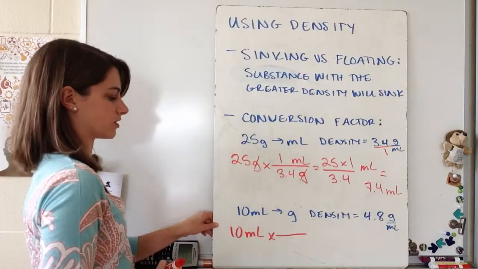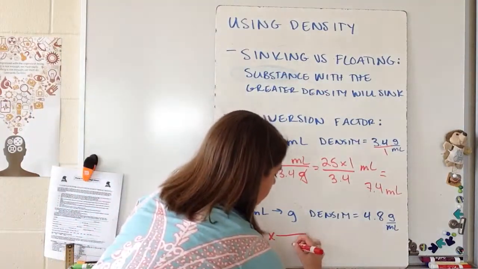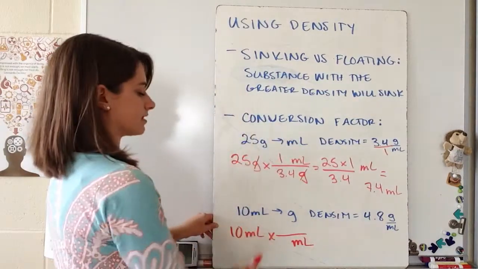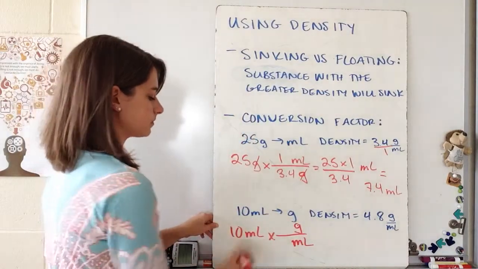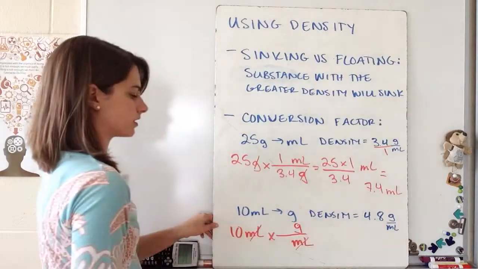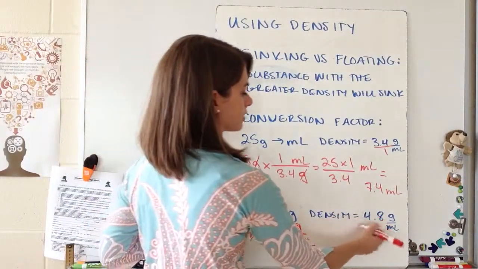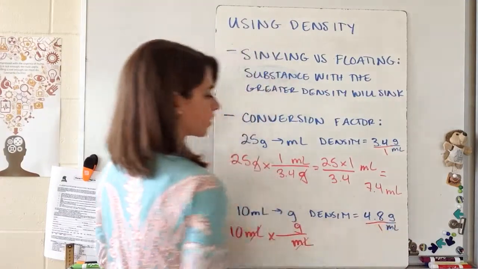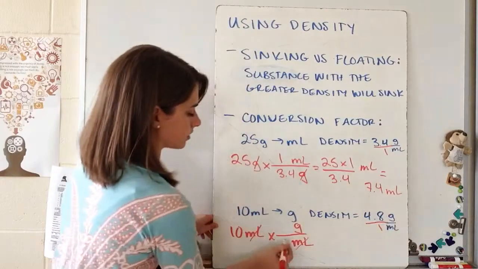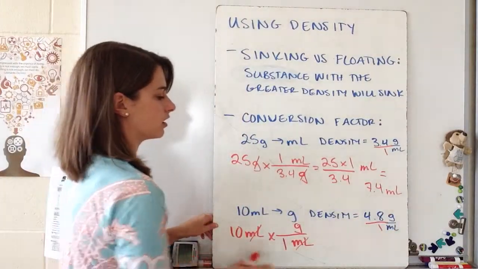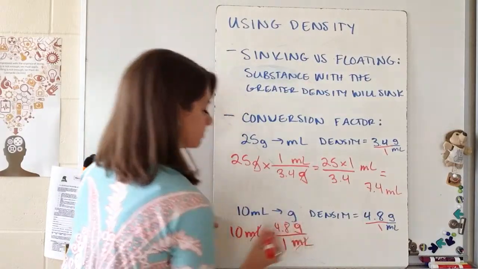I'm going to set up my conversion factor. Since I want milliliters to go away, I'm going to put milliliters on the bottom. And then since I want grams, I'm going to put grams on the top. Now my milliliters will cancel. And now I need to figure out what numbers are going to go where. Well, my density says it's 4.8 grams per 1 milliliter. So my 1 is going to stay with my milliliters, so I'm going to put my 1 down here. My 4.8 is going to stay with my grams, so my 4.8 will go on the top.